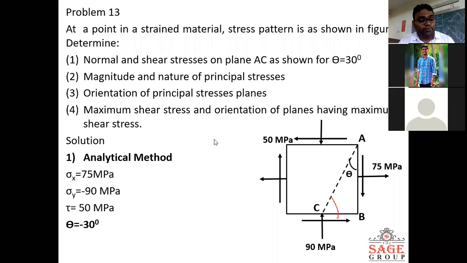Now this numerical we will solve using two methods. One is the analytical method, which means we use the simple formulas we derived in the previous classes. And the same numerical we will solve with the help of the Mohr's circle method. So we will see in the coming half an hour how to solve this problem by two methods: one analytical, another graphical, or Mohr's circle, method. Okay, let's move ahead.